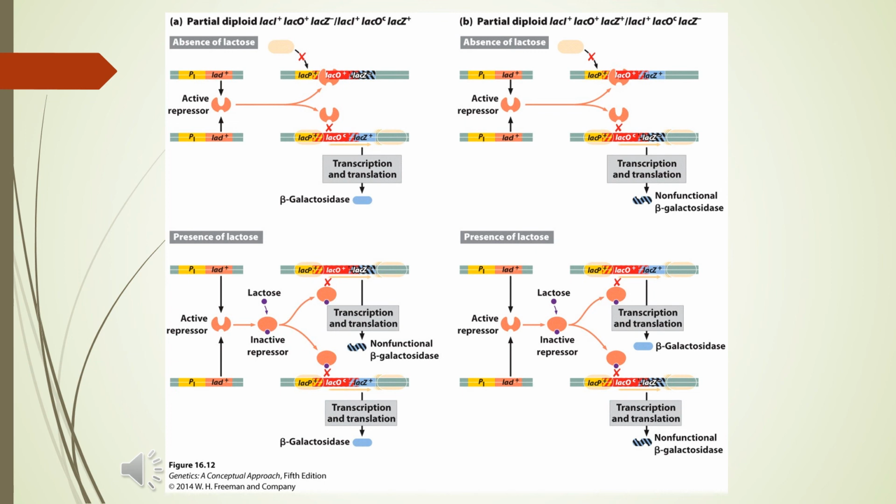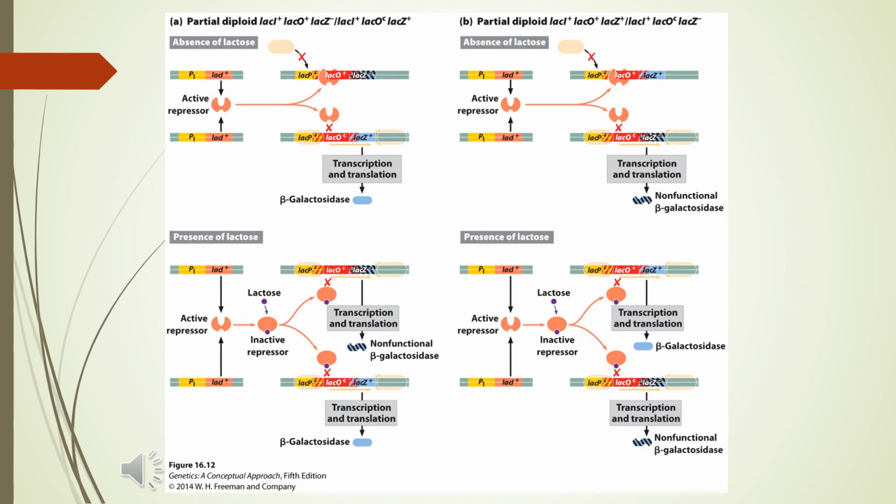On the other hand, here lac I plus is trans-acting, so it will try to bind to the operator region here, but the operator region is mutated, so it cannot bind. And the problem is lac Z is a mutated version, so it cannot produce a fully functional beta galactosidase. So transcription and translation will always produce a non-functional beta galactosidase.